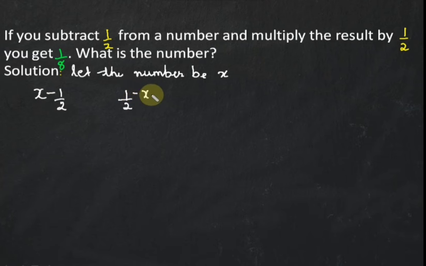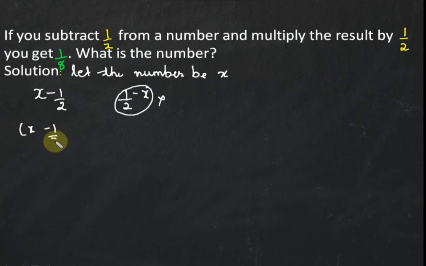So it will be x minus half. If you write half minus x, what will happen? The result will be different. Because the statement says subtracting half from a number, you are going to write x minus half. And the meaning of the other is subtracting the number from 1 by 2. So that will be wrong.